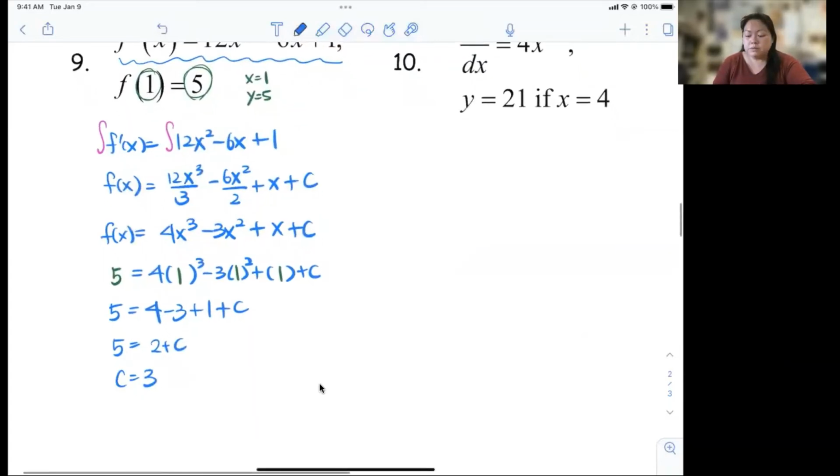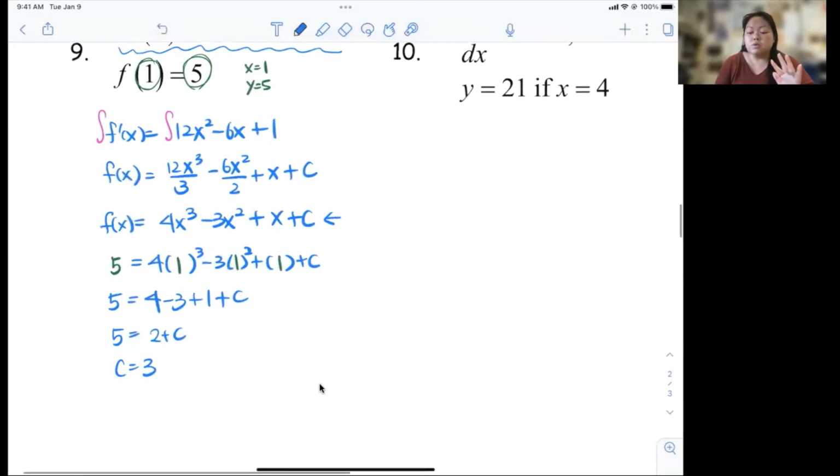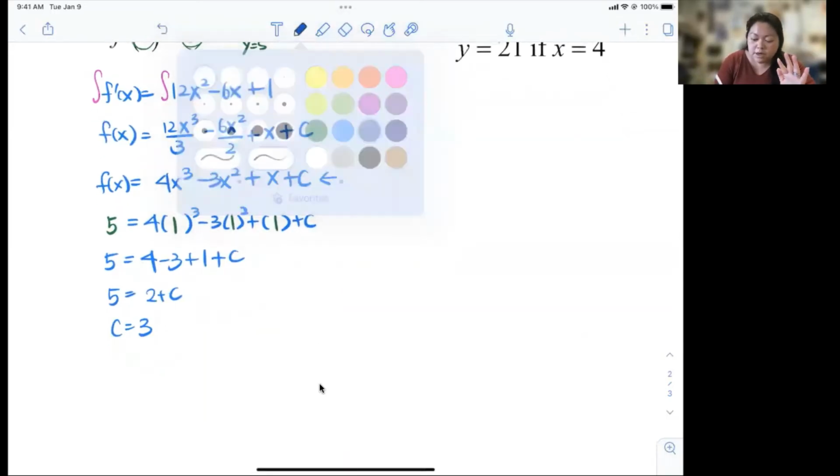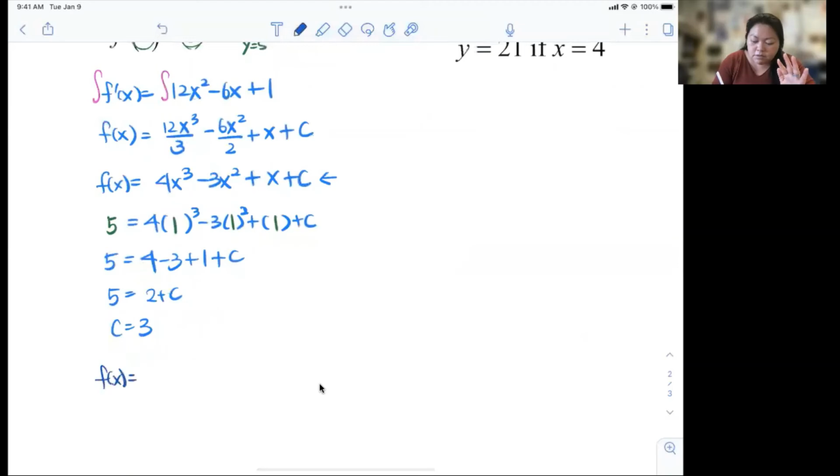So what you always want to do is go back and plug it back in, kind of like when you did algebra 1, you did y equals mx plus b, you solve for b, now what? Put it back in the equation and write it officially. So officially, my equation is f of x equals 4x cubed minus 3x squared plus x plus 3.